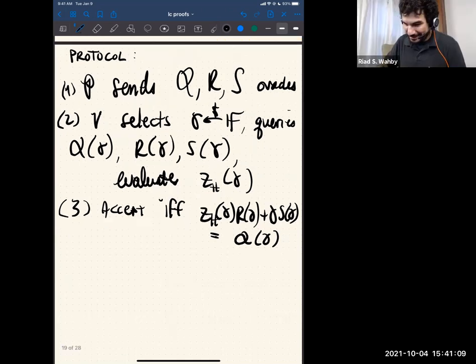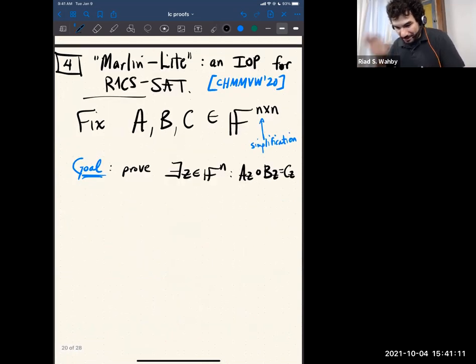Okay. So let's build Marlin Light. This is a light version of the Marlin paper, and I'll tell you why it's light in a moment. But we're getting to the essence of it, and there are some extra steps to really get all the way to Marlin. Okay, so remember this is an R1CS SAT IOP.